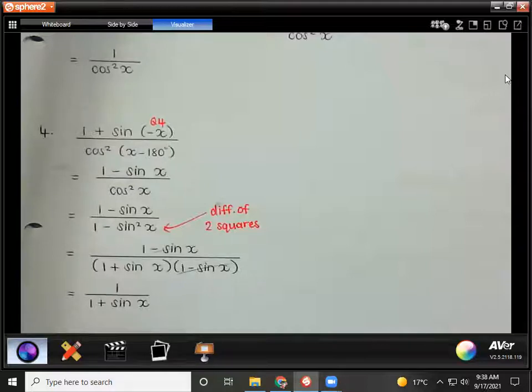Now, I suppose you could think that you're done here, but there's still a lot going on, right? And they might also say that you have to write it in terms of a single trig ratio. So we can't leave it with a sine x and a cos squared x.